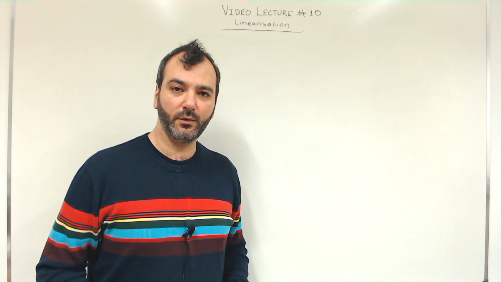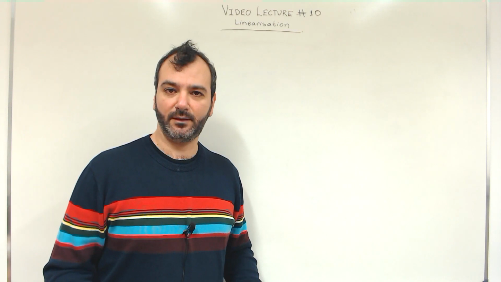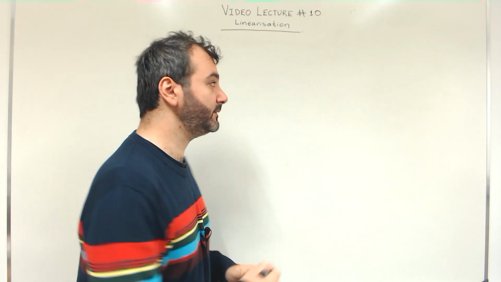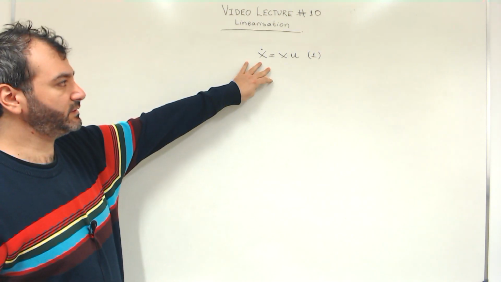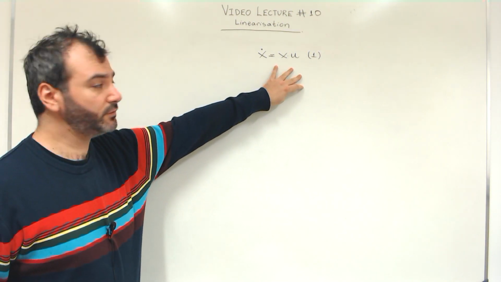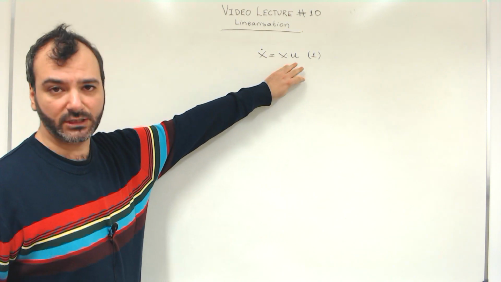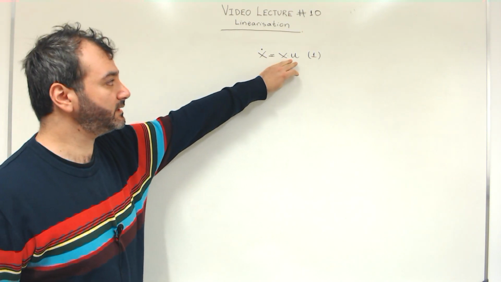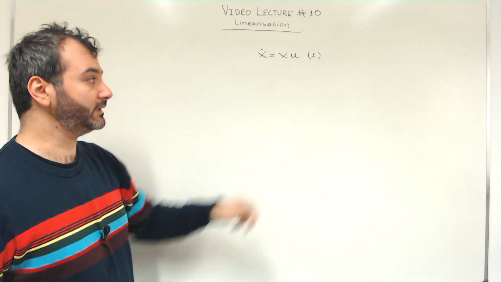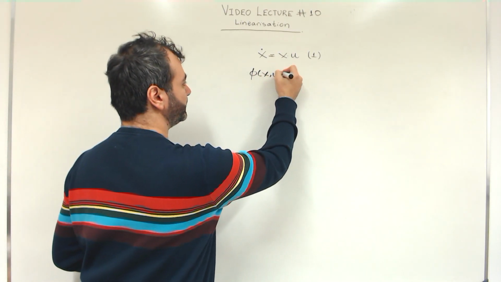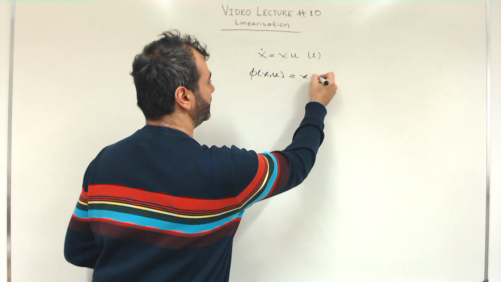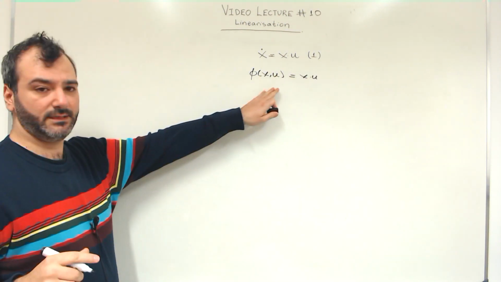So now the question is, what happens if we have a dynamical system that looks like that? Equation number 1 here, x dot is equal to x times u. The right hand side is a nonlinear function of x and u. This is not a linear system, of course. We have this function phi, which is a function phi of x and u.